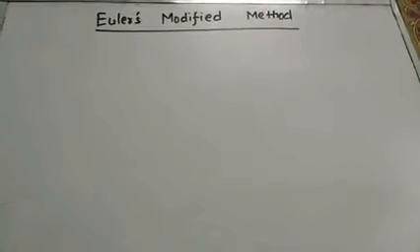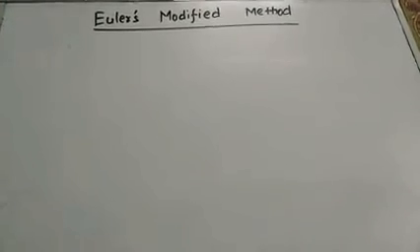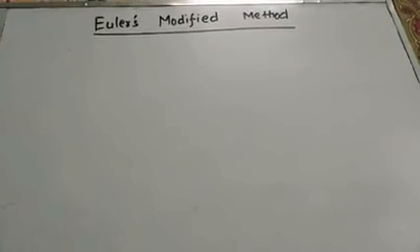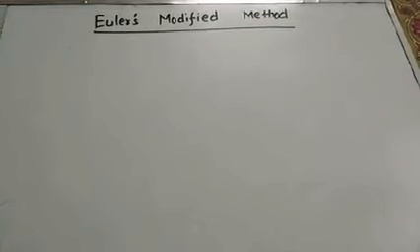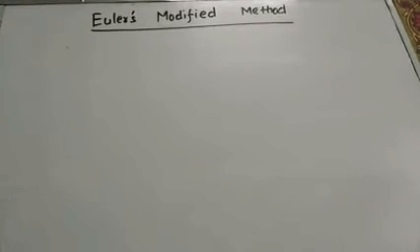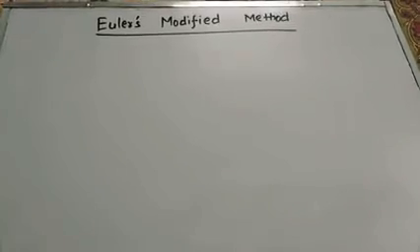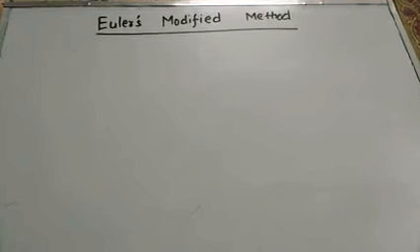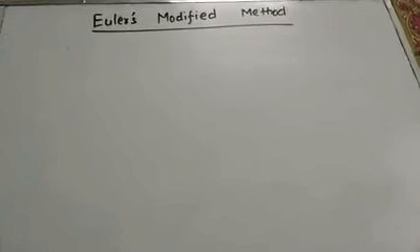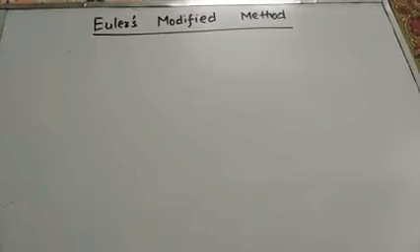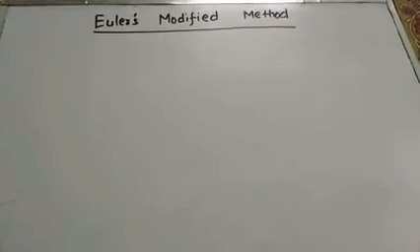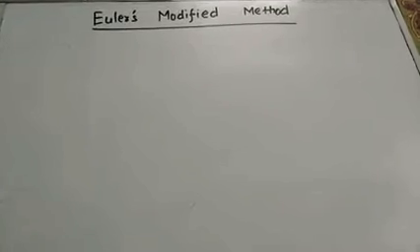Hello students. So today we are going to learn a new method to solve the ordinary differential equation, and that method is Euler's modified method. Previously in the last class we discussed the Euler method, and today we are going to learn about the Euler modified method. The modified term is added because some modification is done to the previous Euler method formula. First of all, what are the formulas for this particular method?